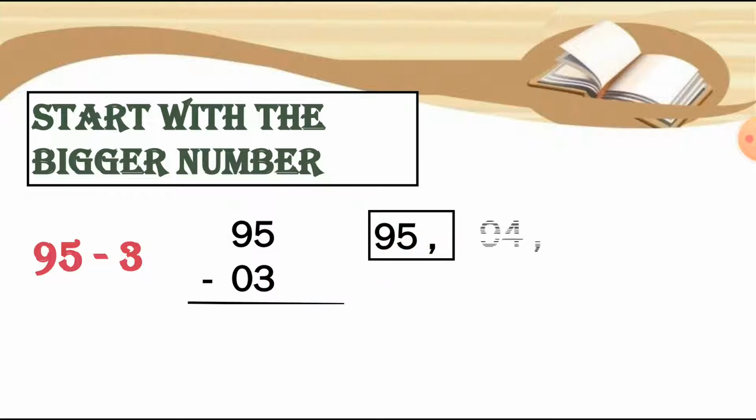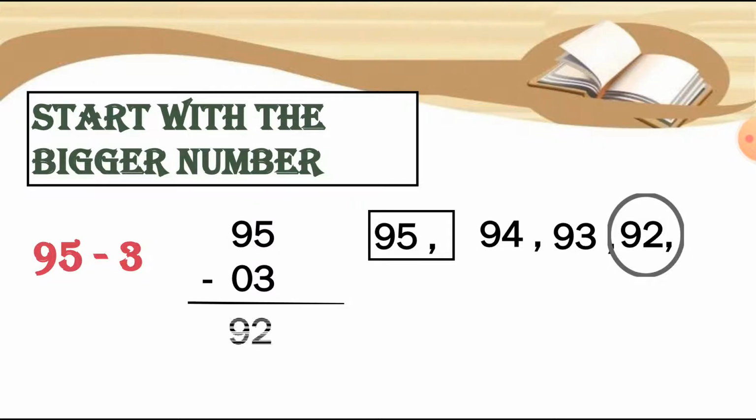So before 95 the number 94 comes. Before 94 the number 93 comes, and before 93 the number 92 comes. So here the 3 steps are complete, 1, 2, 3. So our answer is 92. So students, we can write down the answer: 95 minus 3 is equal to 92.